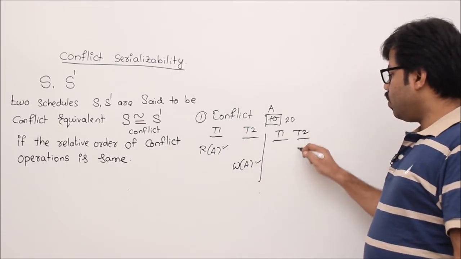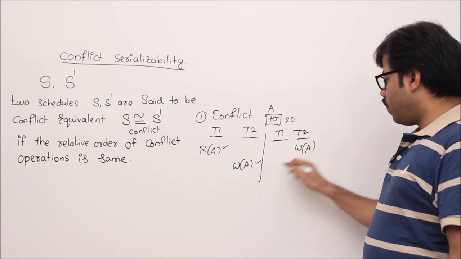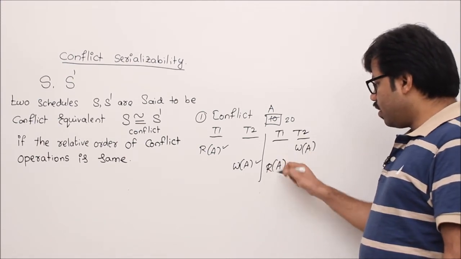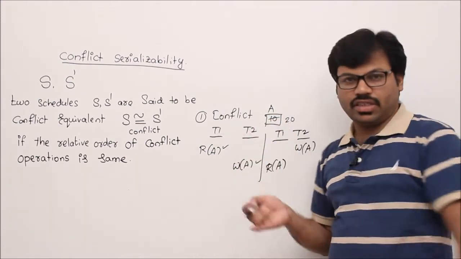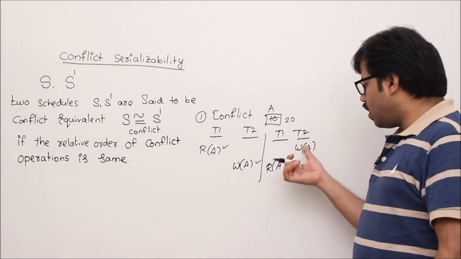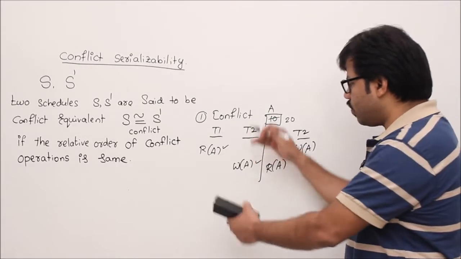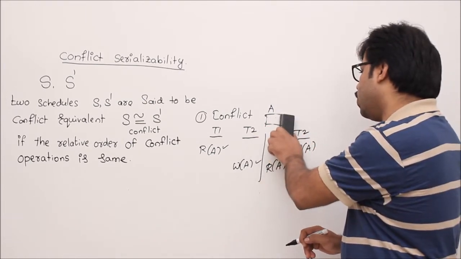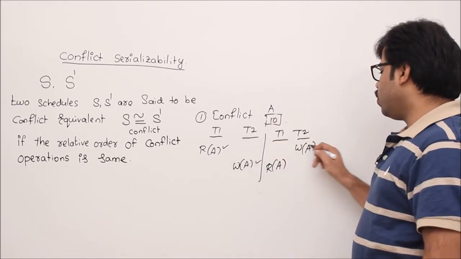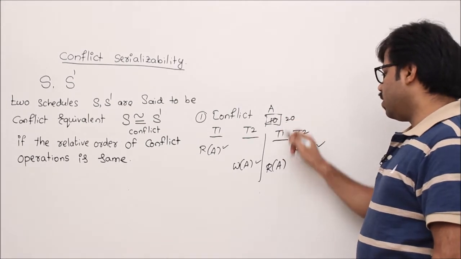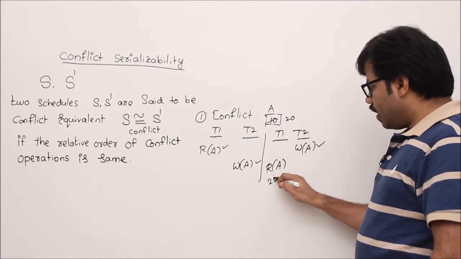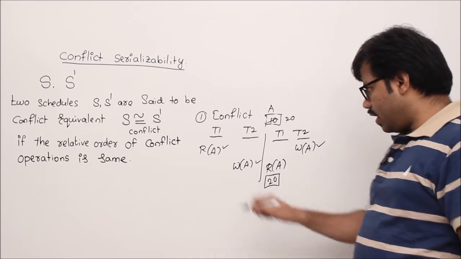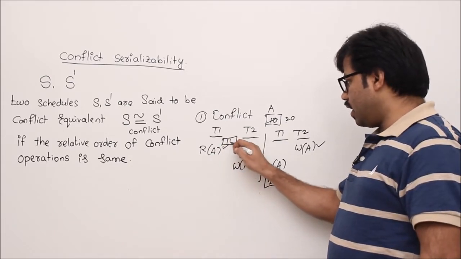For example, if T2's write of A is first, and after that you execute T1's read of A, this is called interchanging operations. Whenever you change the order of the operations, we'll see what happens. Initially A value was 10, right? Now if you do this, it will become 20, then you read 20. Here T1's read operation is reading 20, here T1's read operation is reading 10.